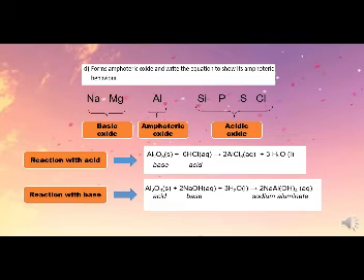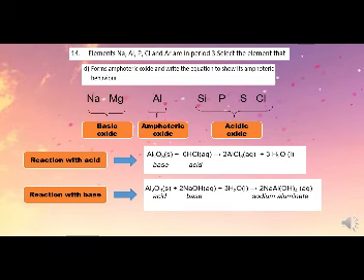Okay, for question D, select the element that forms amphoteric oxide and write the equation to show its amphoteric behavior. So here, aluminium is an amphoteric oxide. Here is the reaction with acid, and here is the reaction with base. Okay, I think that's all for my presentation. Thank you very much.